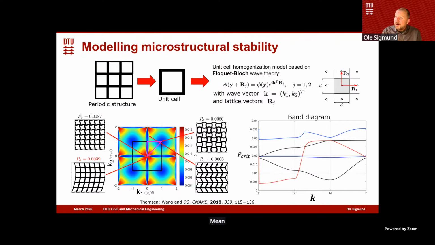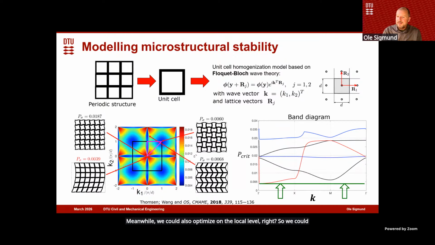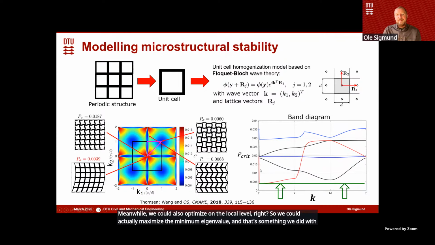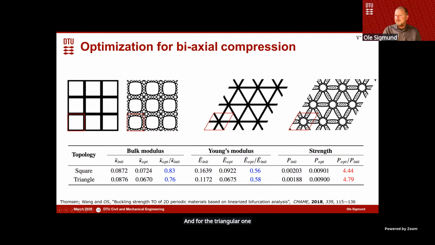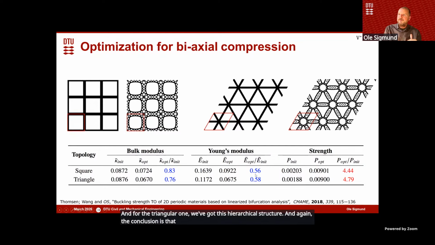Meanwhile, we could also optimize on the local level, right? So we could actually maximize the minimum eigenvalue. And that's something we did with Christian Thomsen. We did it for different sort of base structures. For the square cell structure, we got this hierarchical structure. And for the triangular one, we got this hierarchical structure. And again, the conclusion is that with small sacrifice in stiffness, you can increase the buckling load tremendously.